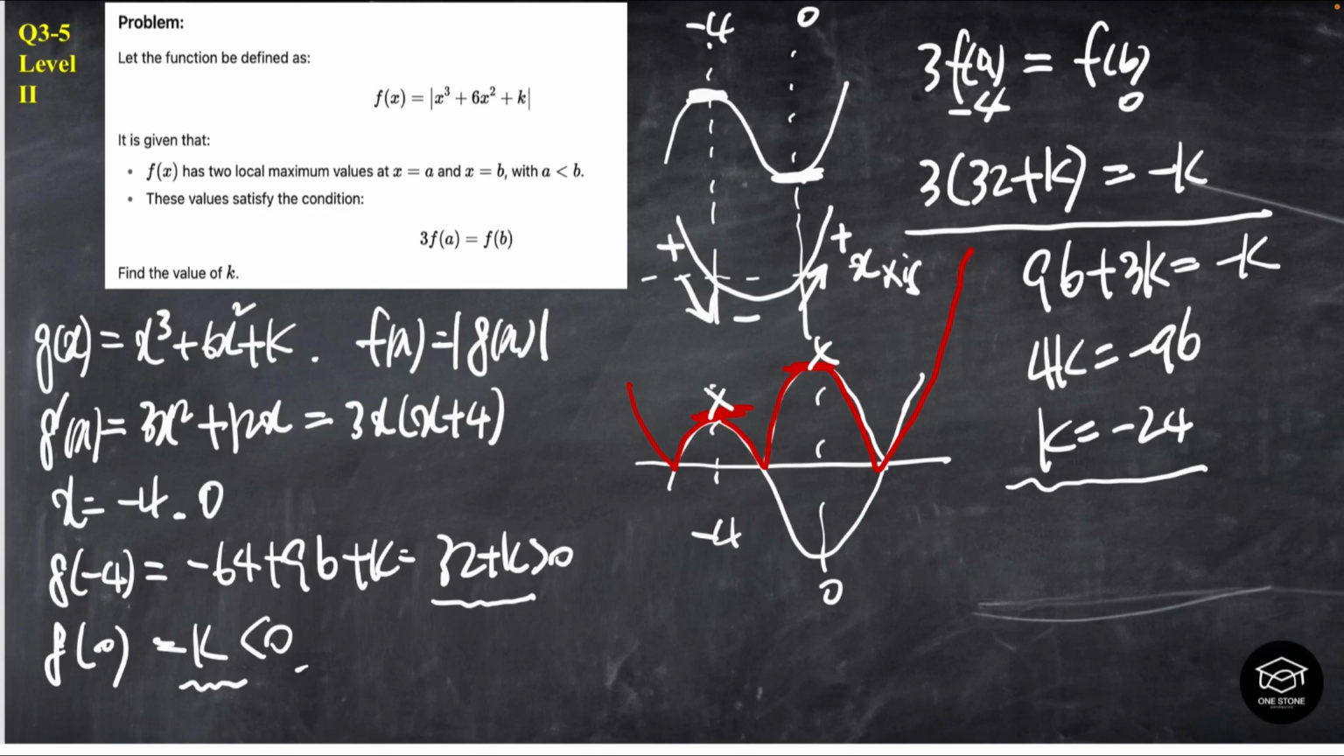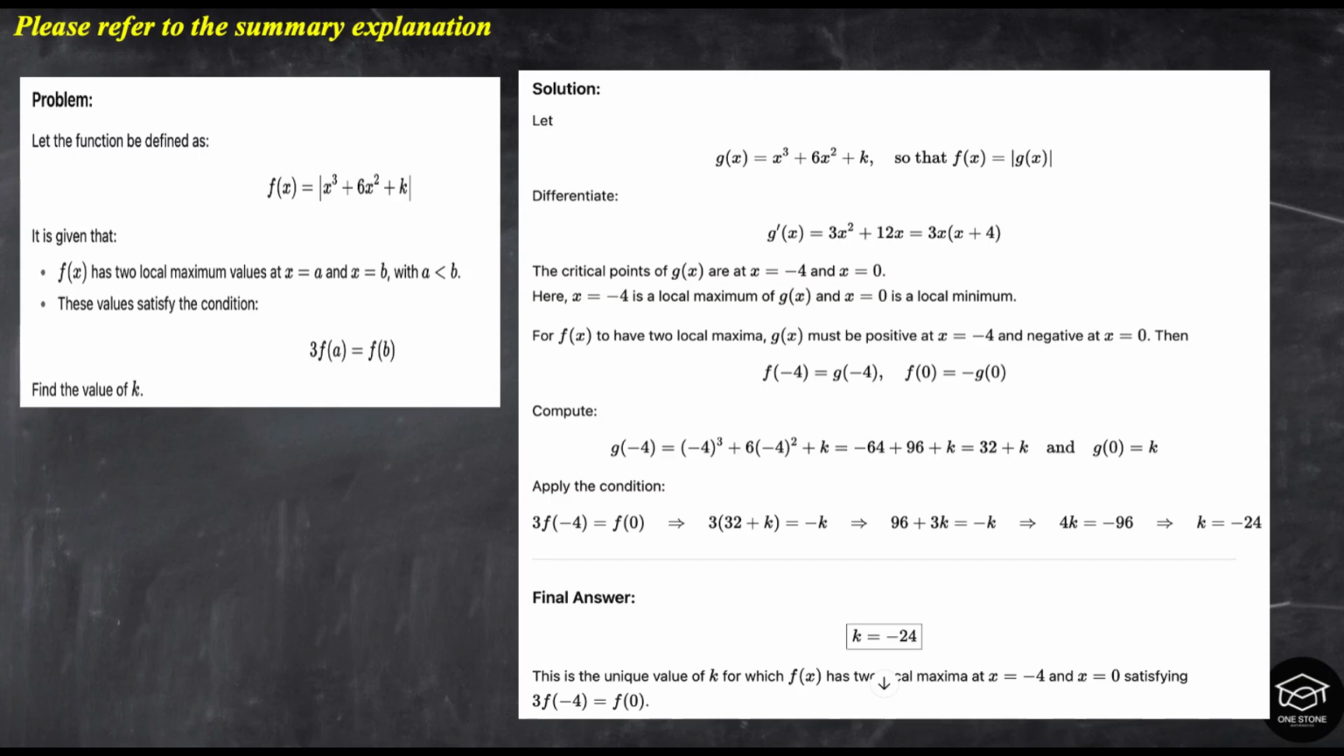Therefore, the value of k that satisfies all conditions is k equals -24. This is the only value that makes the function f of x equals the absolute value of x cubed plus 6x squared plus k have two local maximum values, with the smaller one at x equals -4, the larger one at x equals 0, and satisfying the condition 3 times f of a equals f of b.